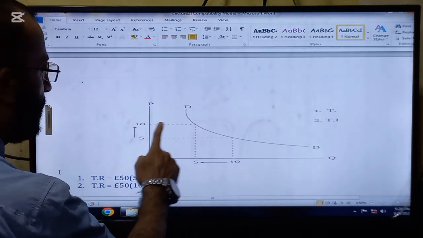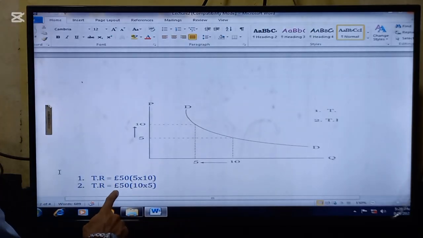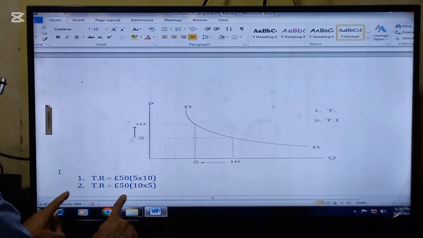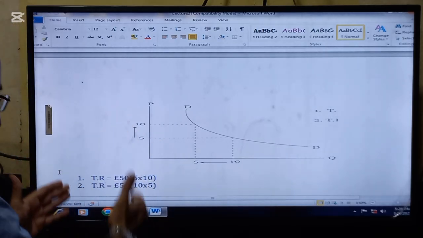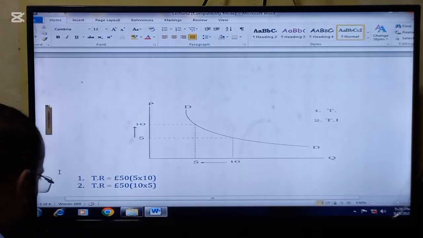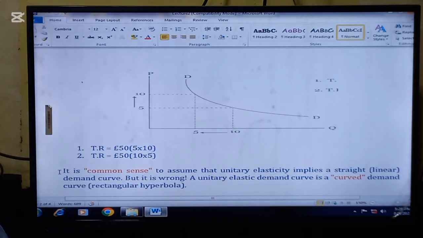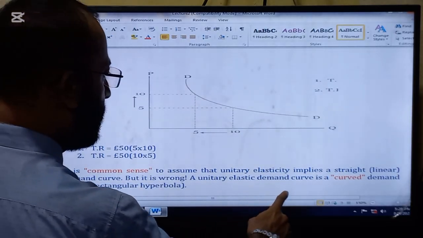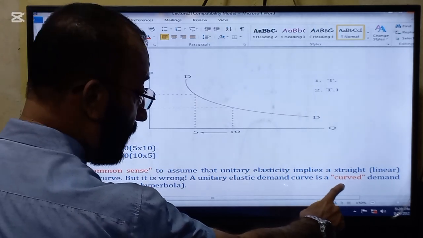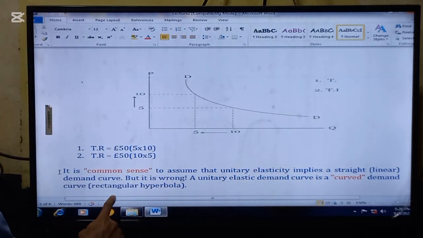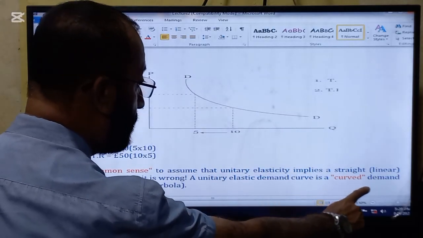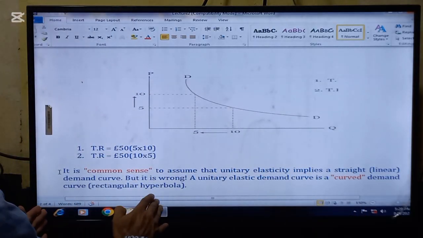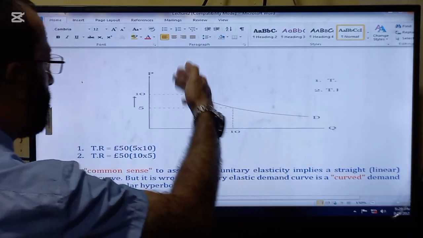So the total revenue is 10 into 5. So it means 50 pound is the total revenue. So you can see the revenue will remain the same whether the price goes up or down. It is common sense to assume that unitary elasticity implies a straight linear demand curve, but it is wrong. A unitary elastic demand curve is a curved demand curve, a rectangular hyperbola like this one.